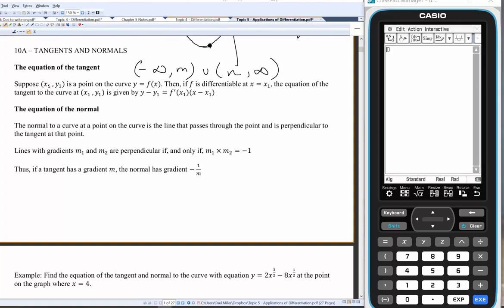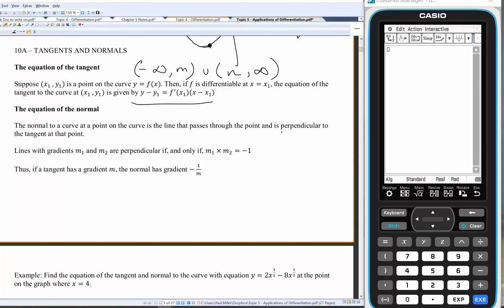Okay, so we've got a point (x1, y1) on the curve. If f is differentiable at this point, the equation of the tangent to the curve is given by this here. This little formula is useful to state the equations of these tangents. Now, when we've got the gradient of the tangent, we can get the gradient of the normal by simply doing m1 times m2 equals -1.